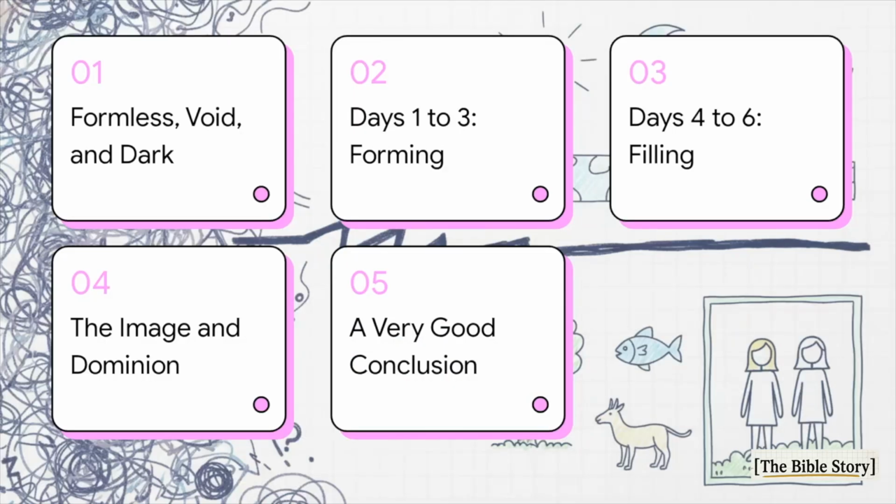So here is our roadmap for how we'll break this whole thing down today. First, we'll look at the initial state: formless, void, and dark. Second, we'll explore days 1 to 3, which focus entirely on forming. Third, we'll see how days 4 to 6 focus on filling. Fourth, we'll examine the climax of the text with the image and dominion. And finally, we'll wrap it all up with a very good conclusion.